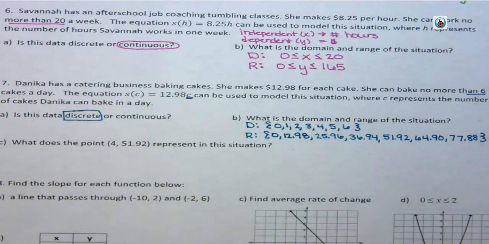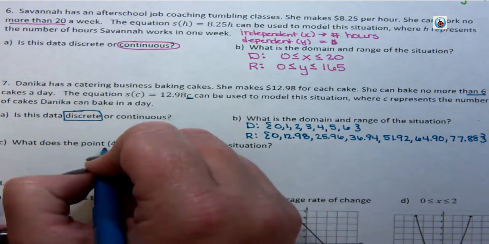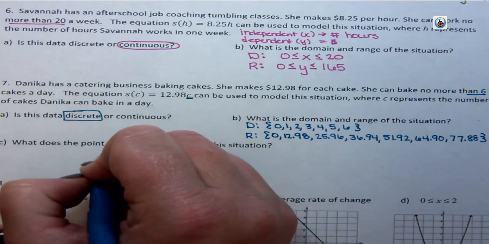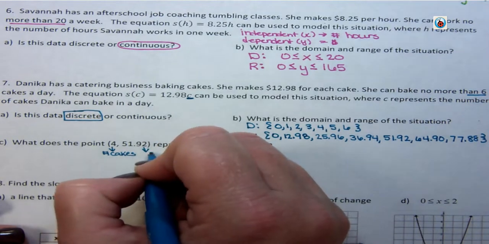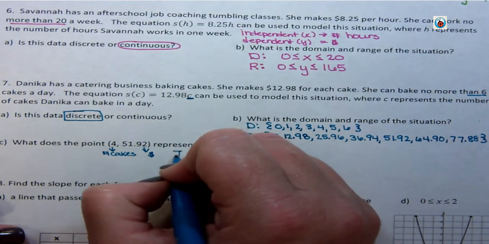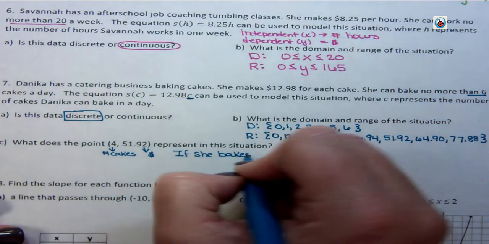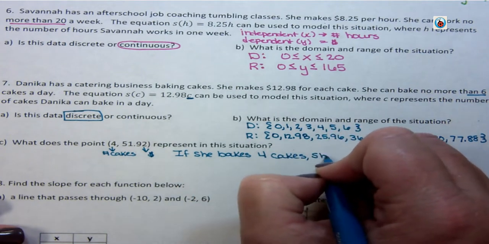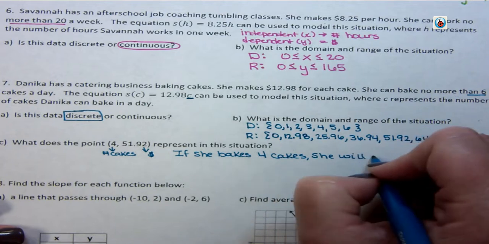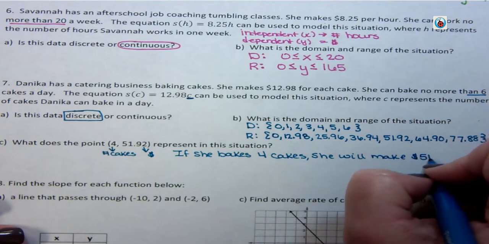So then it asks, what does the point 4, 51.92 represent? Well, 4 is the number of cakes. And 51.92 is her money. So what this says is, if she bakes 4 cakes, she will make $51.92.